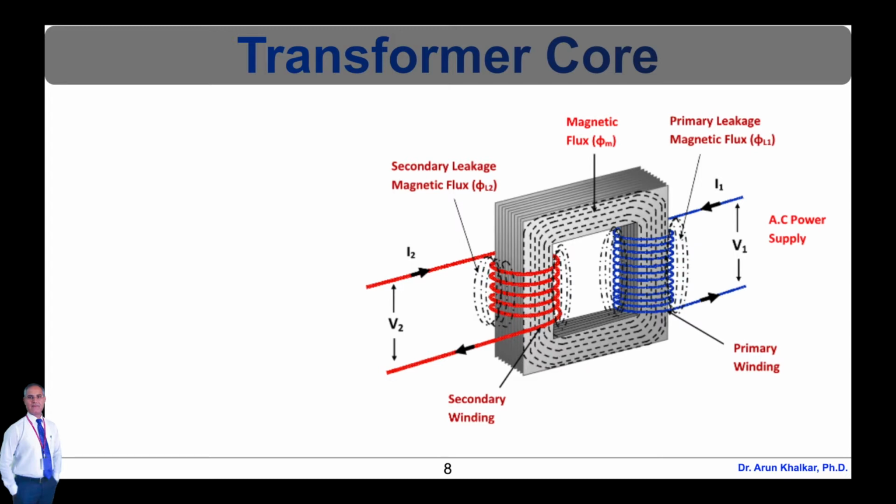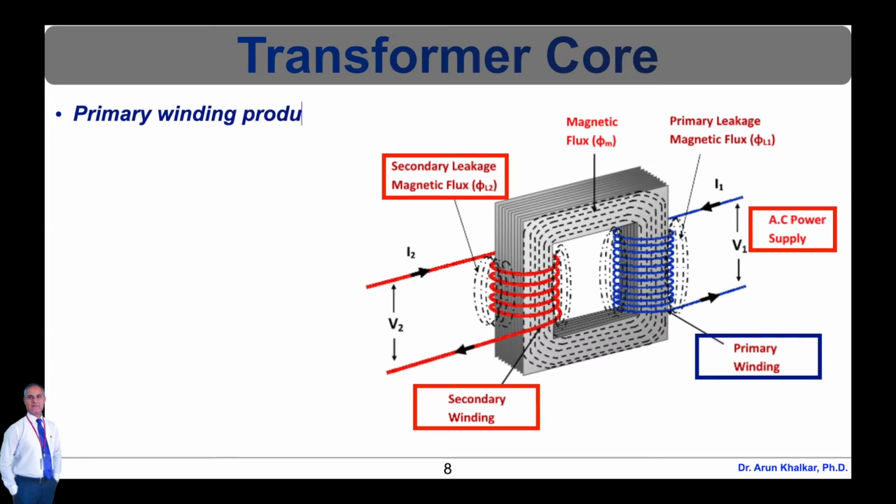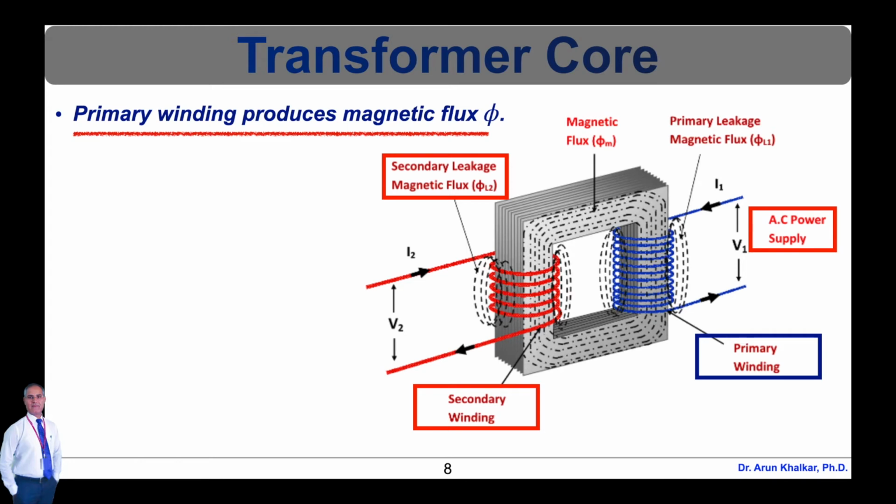Now let's see the schematic of the transformer core, which is shown in this diagram. When the AC power supply is applied to the primary winding of a transformer, the primary winding produces magnetic flux phi, which flows through the iron core of the transformer, and the magnetic flux cuts the secondary winding. But not all flux of the primary winding cuts the secondary winding. Some part of the flux, that is phi L1, completes its magnetic circuit by passing through the air rather than around the core, which is shown in this figure.